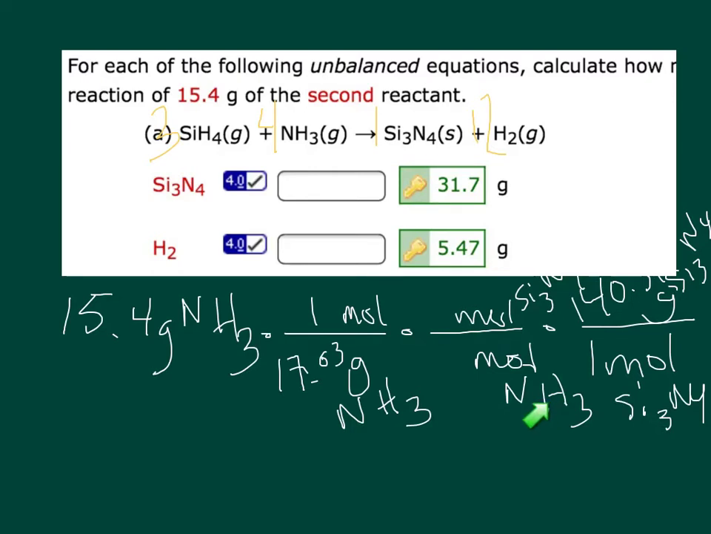For my NH3, the number is 4. So I'm going to put a 4 there. And for the Si3N4, it is a 1. So I'm going to write a 1. And now I'm going to do my math. I'm going to do 15.4 divided by 17.03 divided by 4 times the 140.31. Let's write that 3-1 in there now that I managed to change colors. And bada boom, bada bing, I think you get 31.7 grams of that really weird Si3N4.